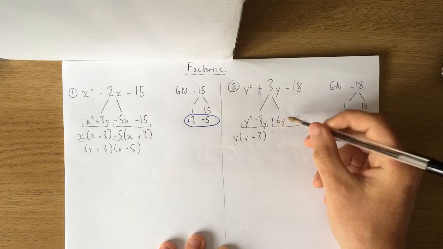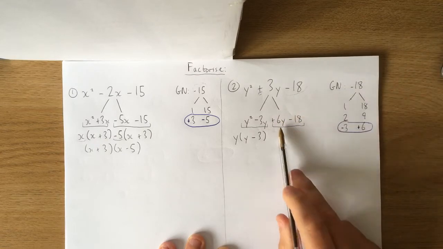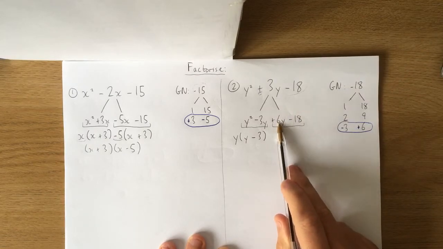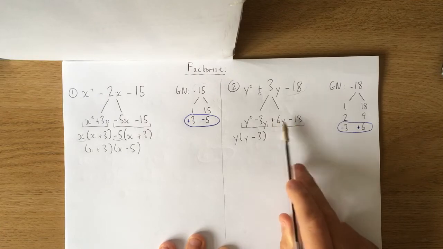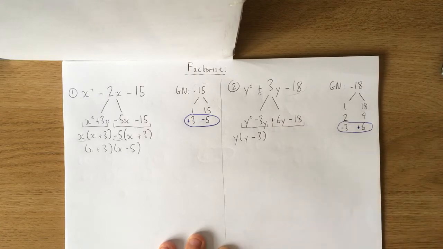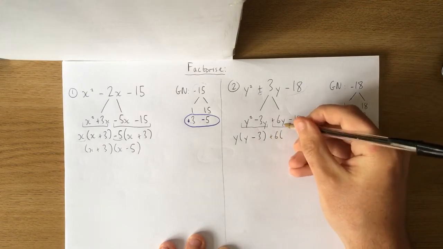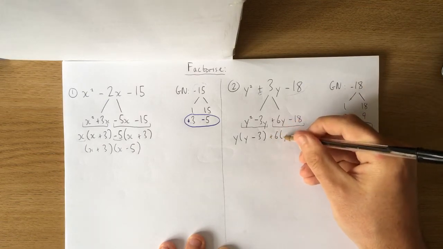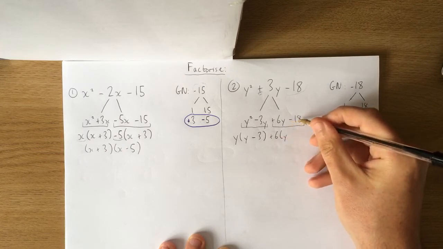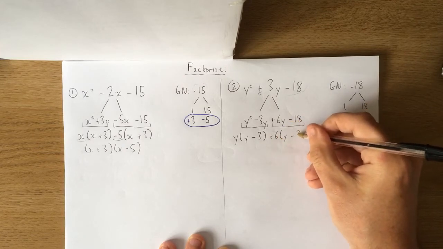You're trying to factorize out the highest common factor. So 2 does divide into both of them. 3 does divide into both of them. But 6 divides into both of them. And 6 is the highest number that divides into both of them. So it's 6 that you need to factorize out. 6y divided by 6 is y. Minus 18 divided by 6 is minus 3.